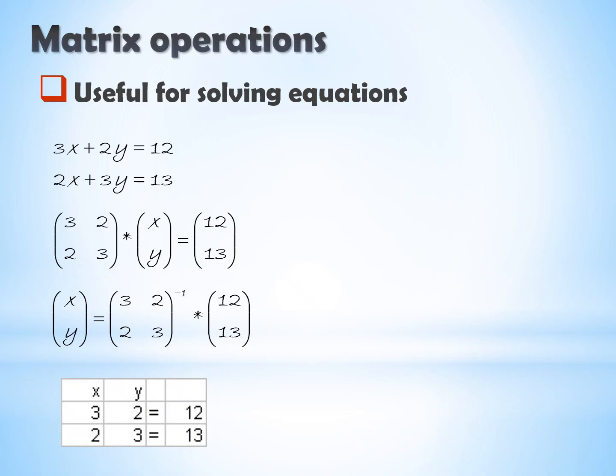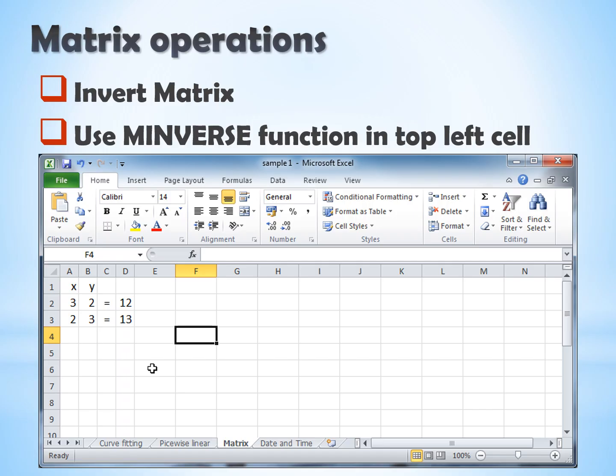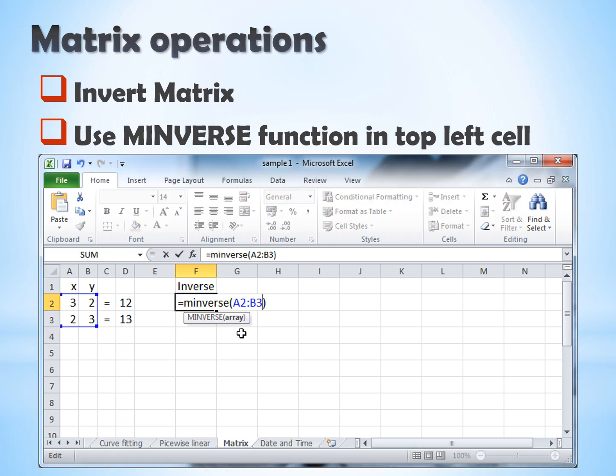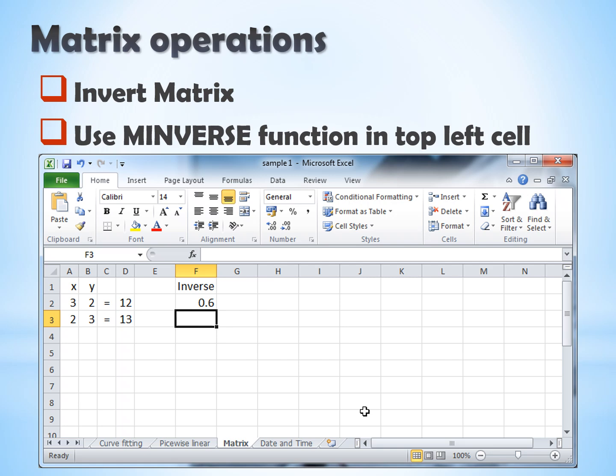This set of two linear equations can, for example, be entered into Excel as shown here. To solve this problem, we should invert the 2-by-2 matrix. This is done by using the MINVERSE function. Since the inverted matrix is also 2-by-2, the MINVERSE function should also be applied on 4 cells.